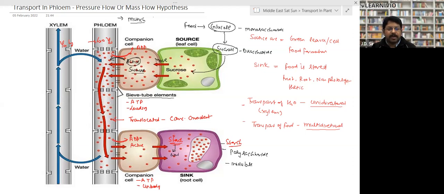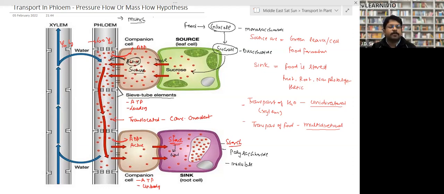ATP is spent here, and the process is called loading. Full stop. Next point.